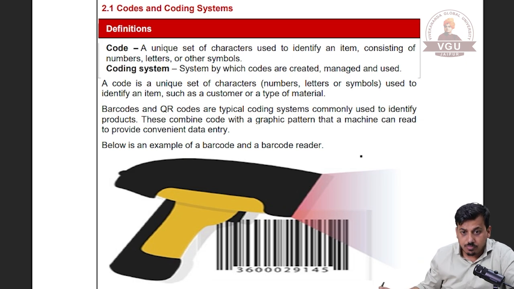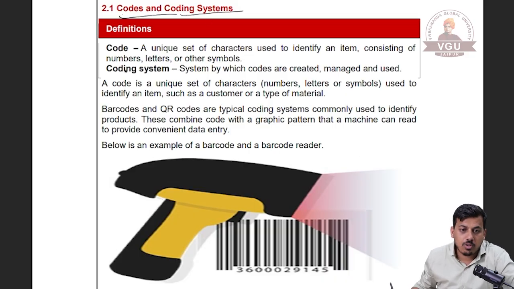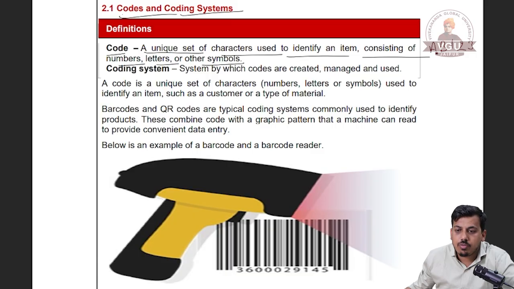Let's start. So we are discussing codes and coding system. What is code? Code is a unique set of characters used to identify an item consisting of numbers, letters, and other symbols. It is just like A, B, 1, 2, 3 type of coding. Coding system is the system by which codes are created, managed, and used. So this is known as code and coding system.